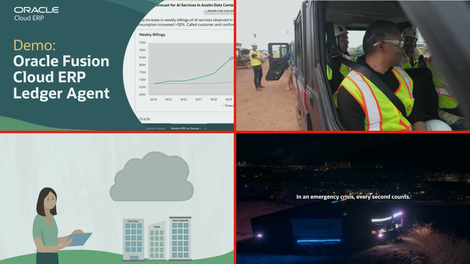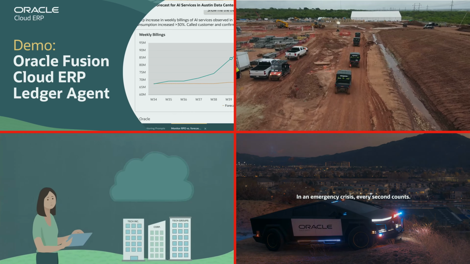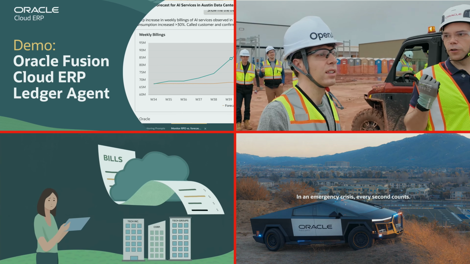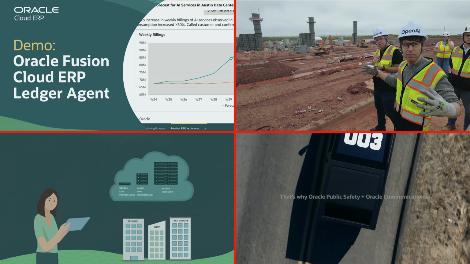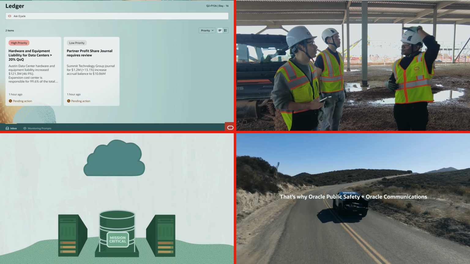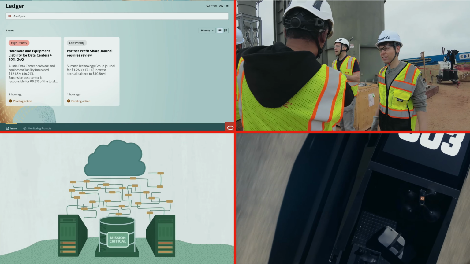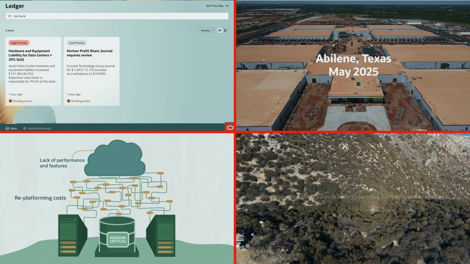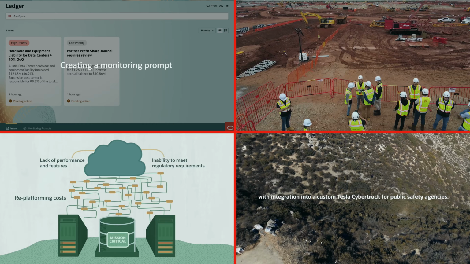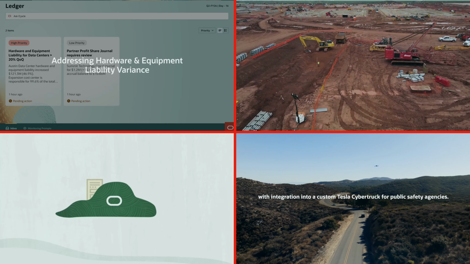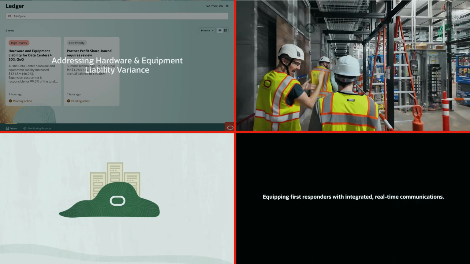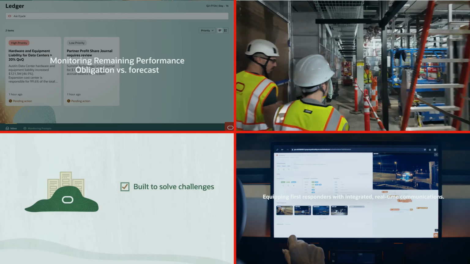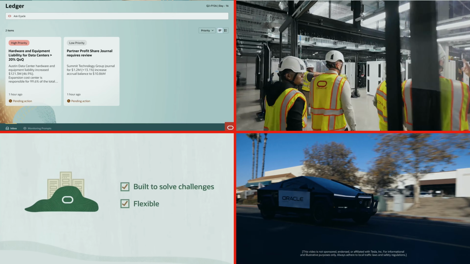This is a detailed demo of Ledger Agent, the AI assistant that automates monitoring in Oracle Fusion Cloud Financial Management. It follows Alex, an assistant controller for a large multinational organization using Ledger Agent in 3 scenarios: creating a monitoring prompt, addressing hardware and equipment liability variance, and monitoring remaining performance obligation versus forecast.